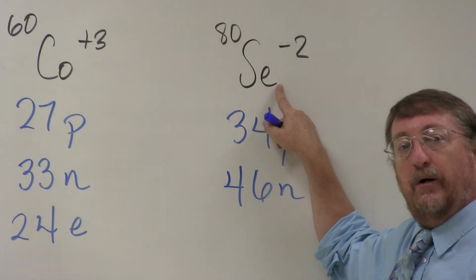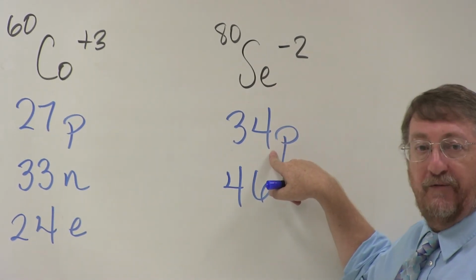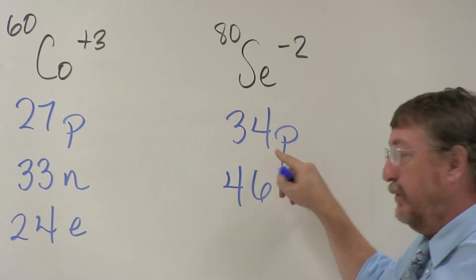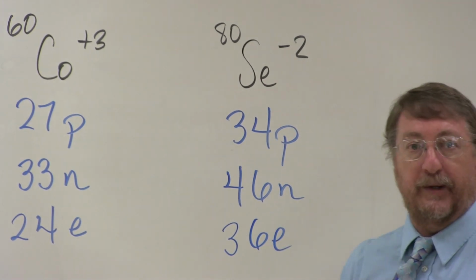Now we have a negative charge. Negative charge means more electrons than protons. There has to be 34 protons because it's selenium. Therefore, the number of electrons must be 2 greater. That's 36 electrons, and that's selenium 80 with a -2 charge.